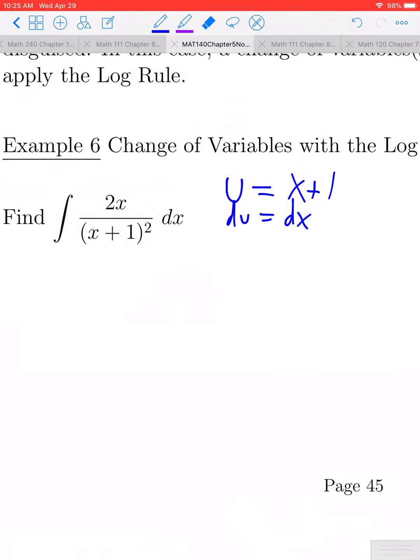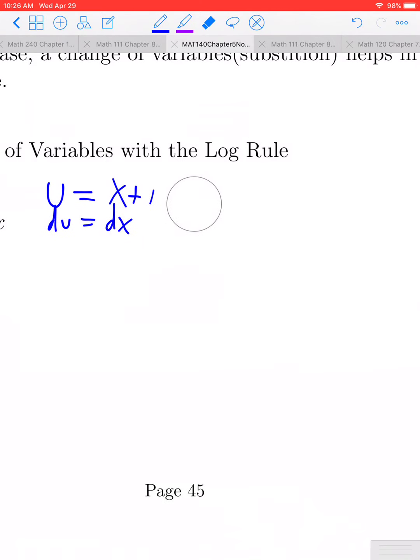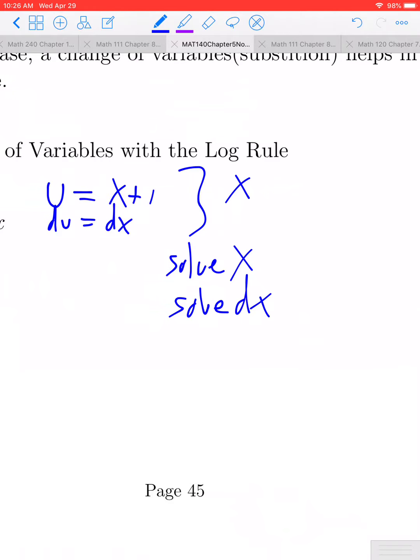Let's let u be x plus 1. We're going to let du be dx. This is the case where we're actually off by more than a constant. This is the scenario where you want to take your substitution and actually solve for x and solve for dx. If I solve the first equation for x, I just subtract 1 from both sides, and I see that x equals u plus 1. And it's already solved for dx. dx is simply equal to du.